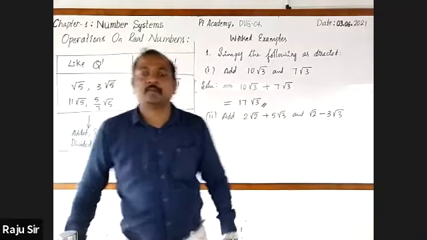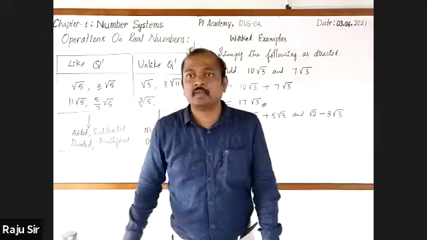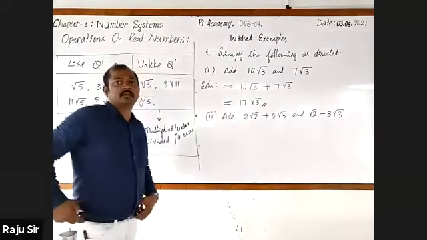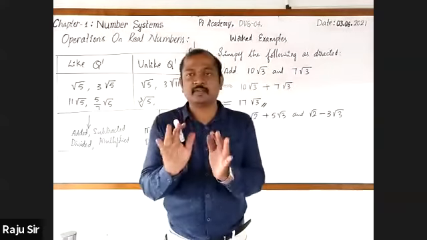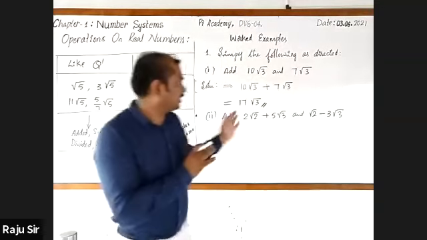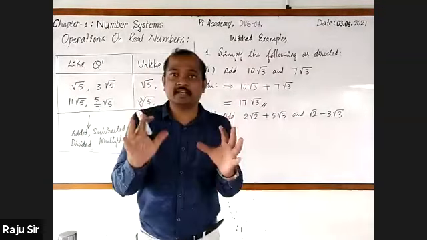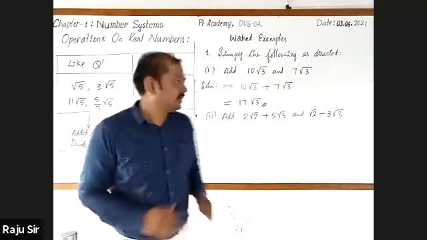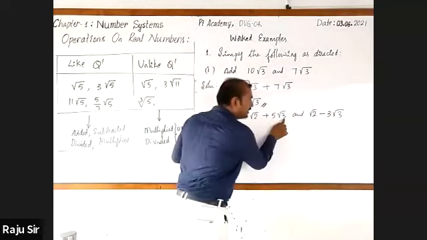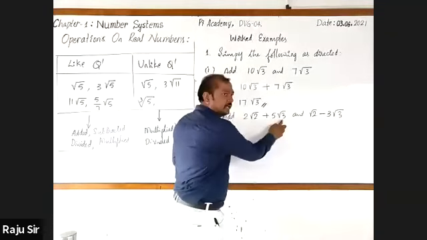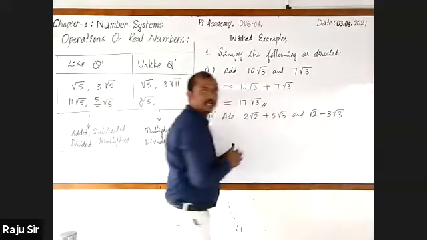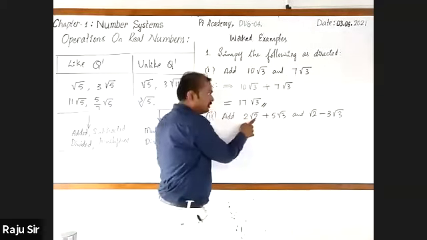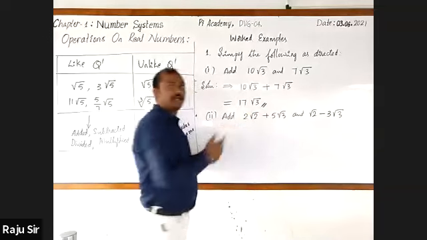Whether they are like sets or unlike sets? Like. Definitely they are like, but it is a mixture of two different like sets. The reason is, here the radicand is 3, here also 3. These two are like. Here the radicand is 2. These two are like.